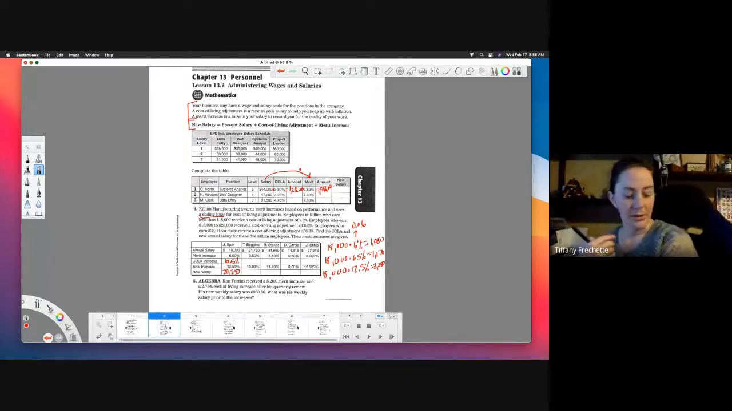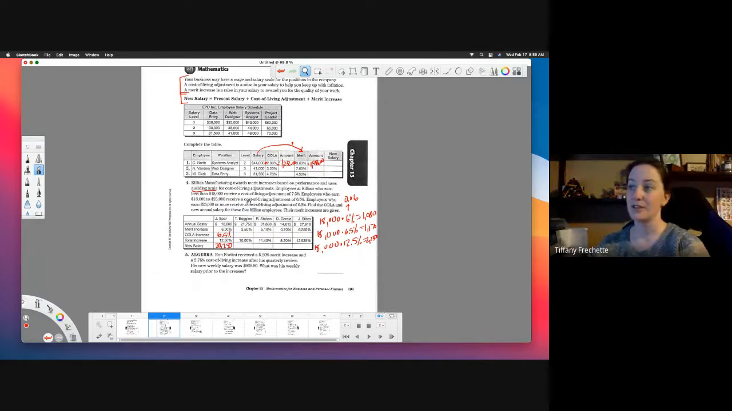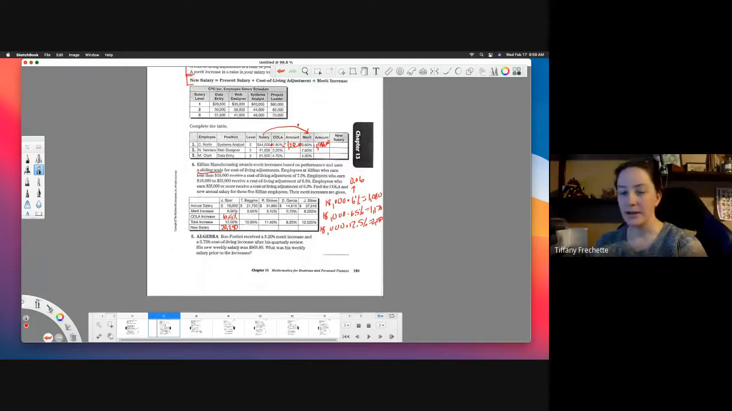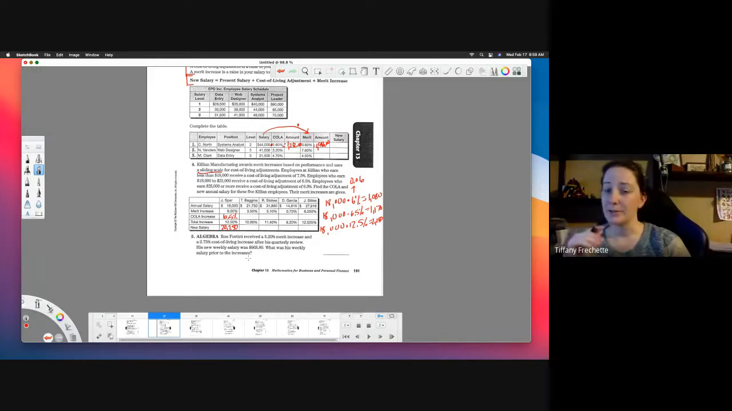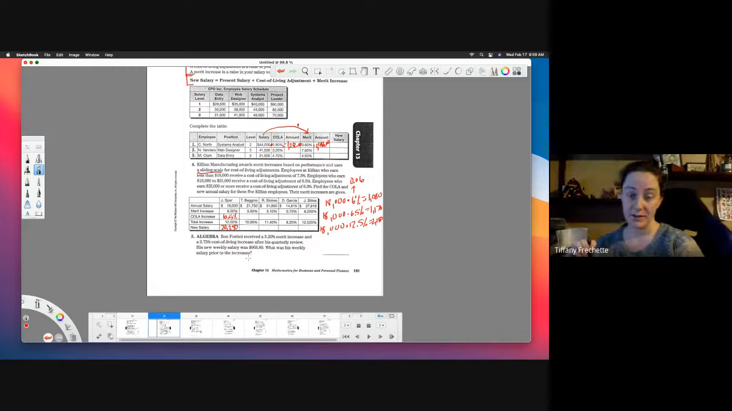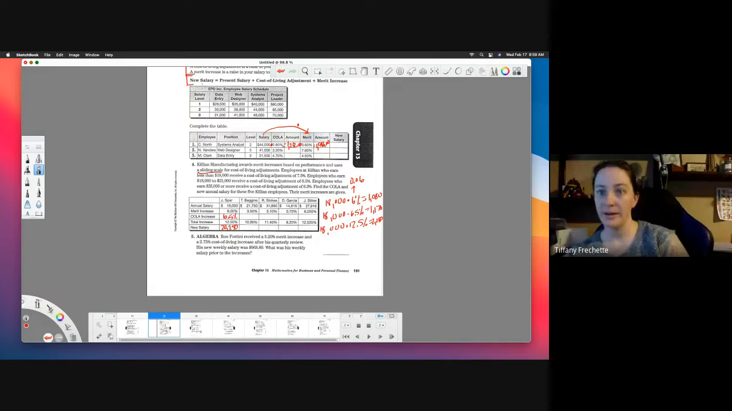All right, so we're going to take a look down here at the algebra. And I'm going to let you, of course, finish the rest of this table. Not crazy calculations, just make sure you multiply out. You need to know what the merit and the COLA increase is, and then add that to the annual salary. Remember, algebra does not mean it's going to be harder. It just means that you're going to have to take what we just learned and apply it to this situation. A lot of the time, you're going to be given a missing piece. So you'll start with the new salary, and you're going to be missing one of these other pieces. And you're probably going to have to do some calculation to get one of those missing pieces.